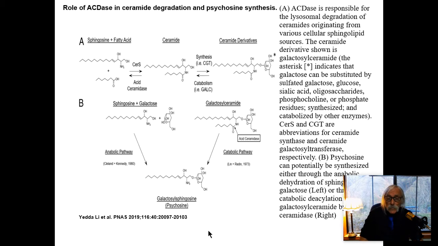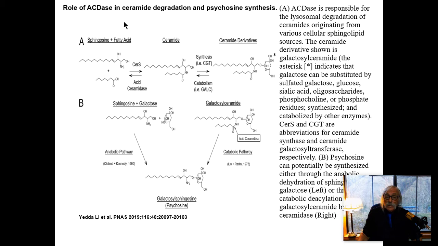So this is directly from that paper, and it's the role of the acid ceramidase in ceramide degradation and psychosine synthesis. This first part, part A, shows you this acid ceramidase. Okay, so acid ceramidase is going to take this ceramide. You notice it's an N-linked fatty acid here, see right there, and you're going to remove that fatty acid. Now you have just made sphingosine. See, so you've taken ceramide and made sphingosine.